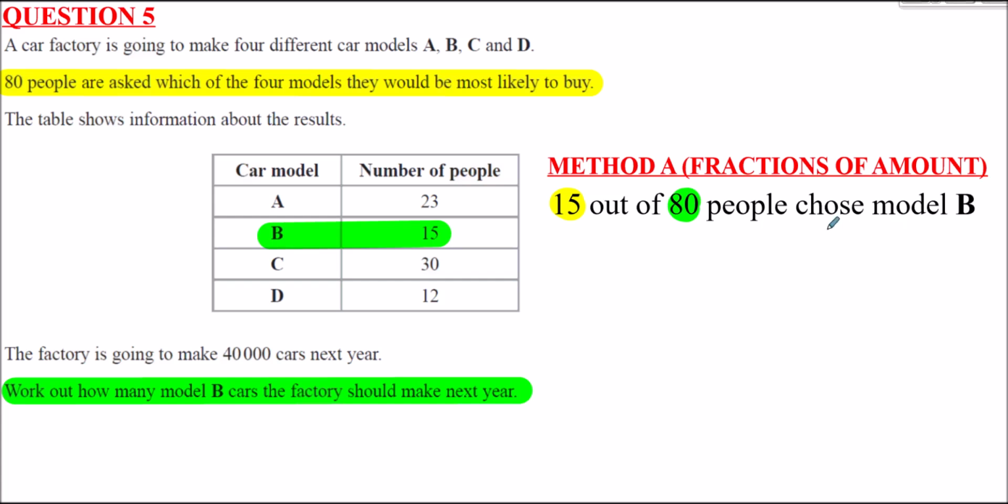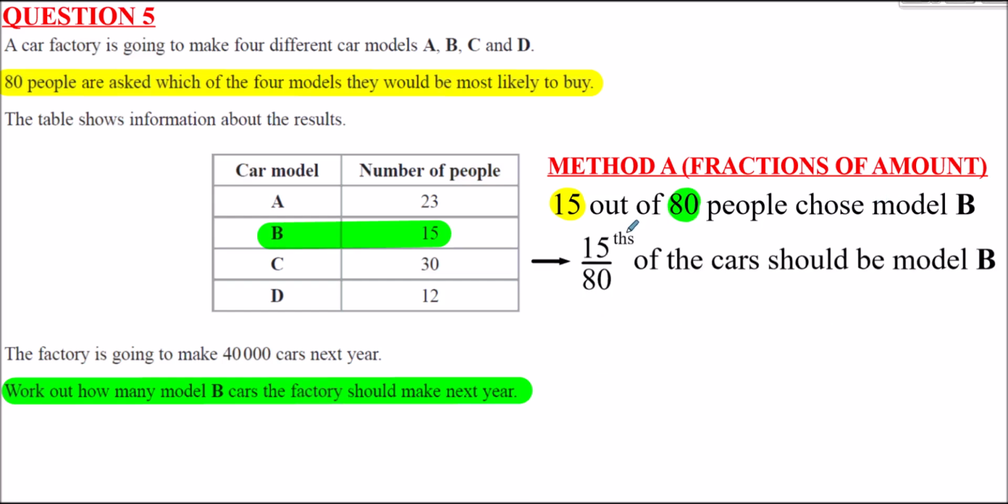So in other words, if 15 out of 80 people chose Model B, then we can frame this as a fraction and say that the best estimate is that 15/80ths of the cars should be made as Model Bs. So we need to think of what 15/80ths of 40,000 is. First of all, I'd suggest we see if we can simplify the fraction 15/80ths. Luckily we can, because both numbers end in either a 5 or a 0, which means we can divide them both by 5. So 15 divided by 5 is 3, and 80 divided by 5 is 16. So we need to calculate 3/16 of 40,000.